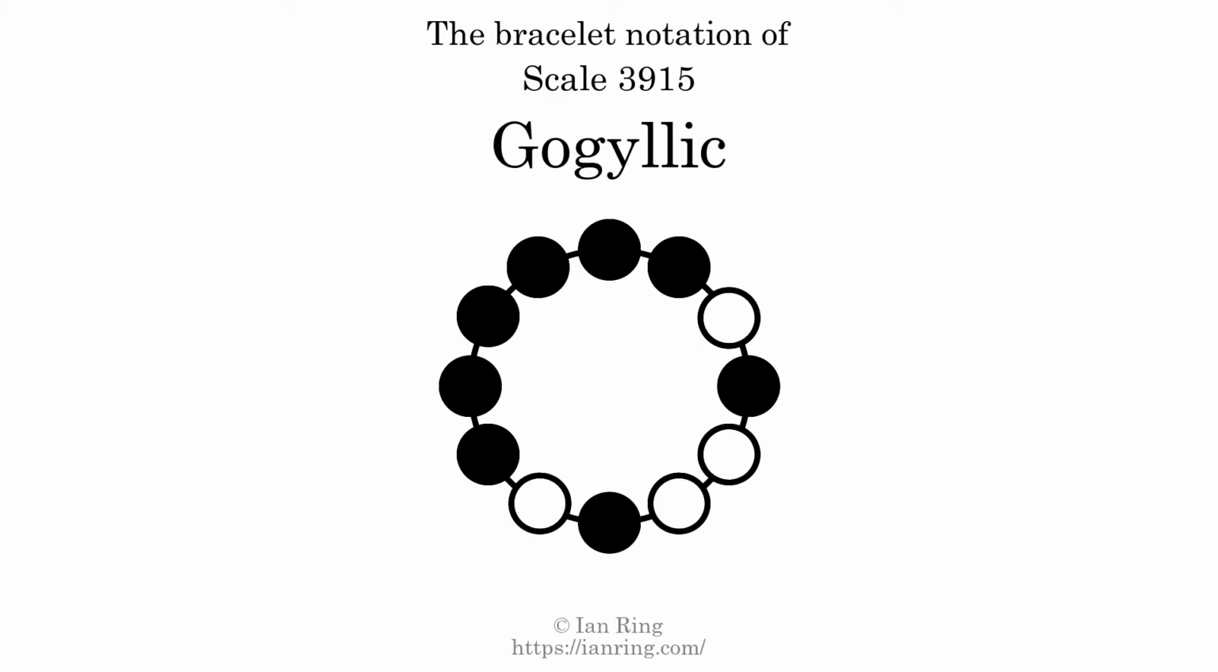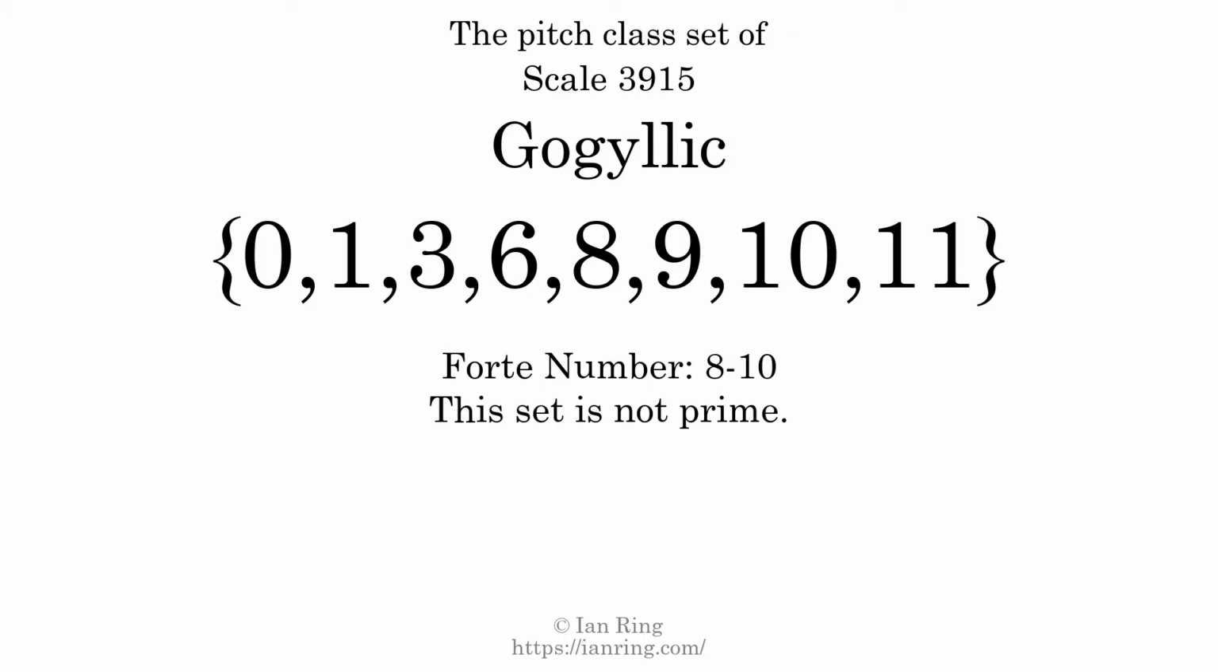This is a bracelet notation diagram of scale 3915. The shaded circles represent tones that appear in the scale, and they are read clockwise, starting at the top. The pitch class set for this scale is 0, 1, 3, 6, 8, 9, 10, 11. The Forte class is 8-10. This set is not prime.